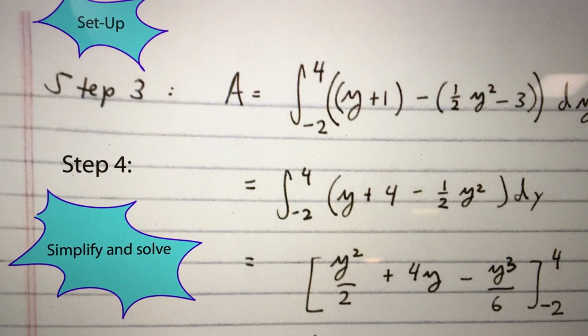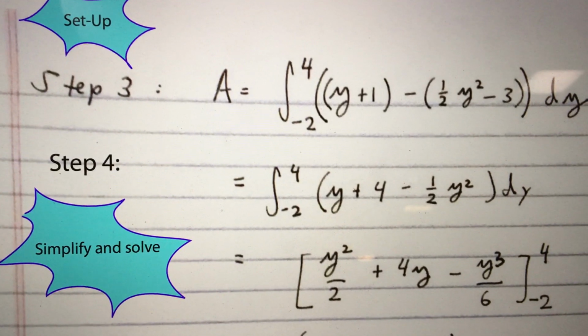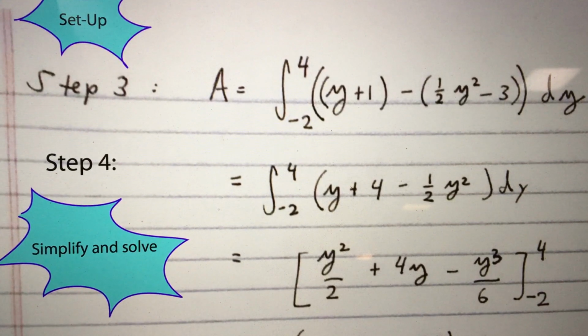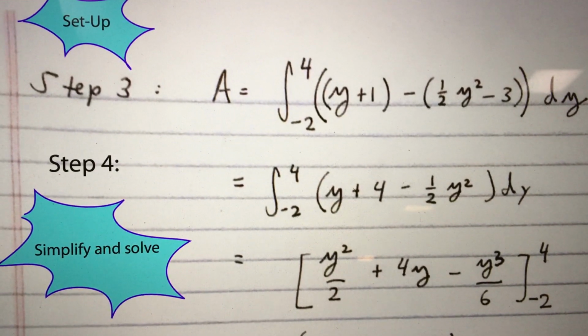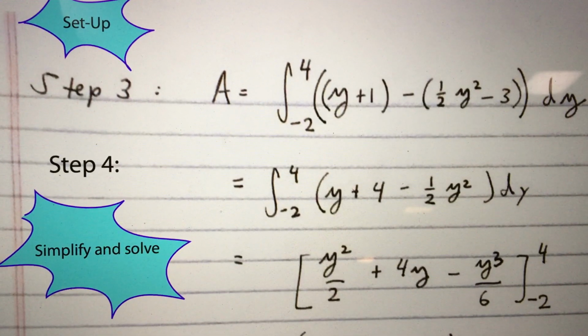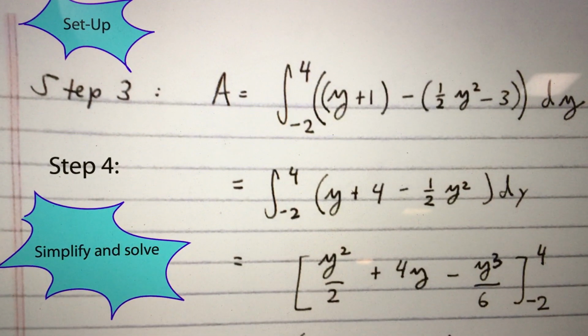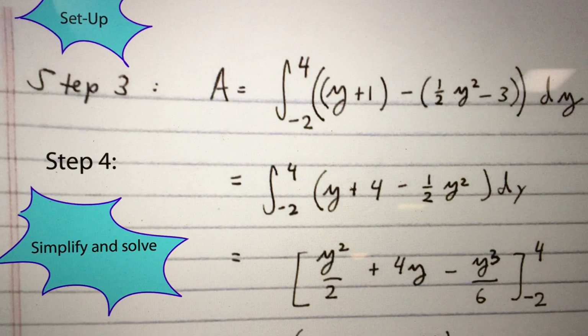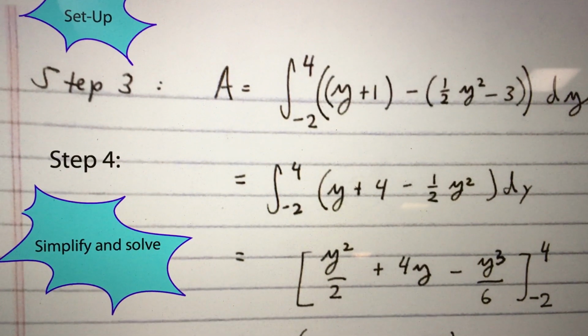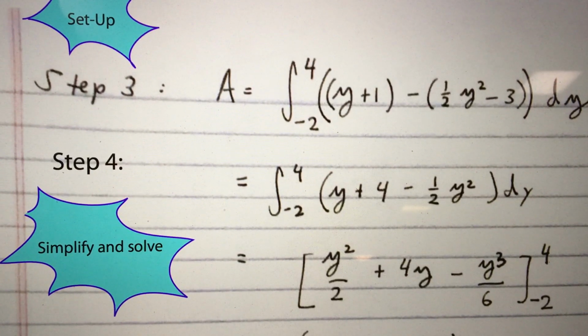So when I start step 4, which is simplify and solve, I'll do a subtraction on the 1/2 y squared, and then I'll have a minus minus on the 3, so it'll turn into a +3. Combined with the +1 will give me a +4. And then after that, it's a straightforward reverse power rule, raise and divide.